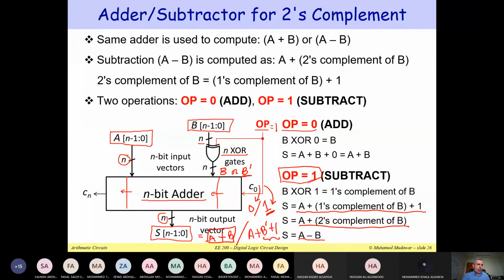You see now how engineers think, okay? Reduce the cost of the hardware, and use the same hardware to do 2 things. Use the same adder to do subtraction. Okay, good.